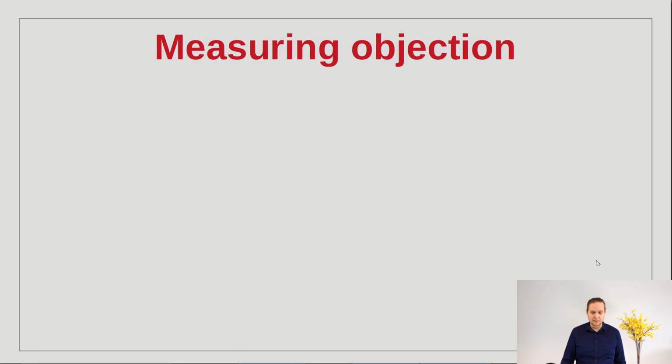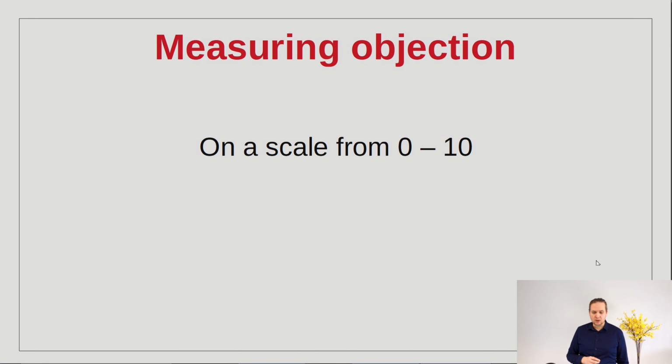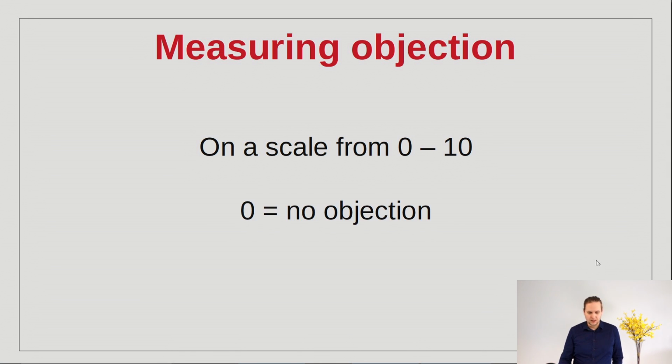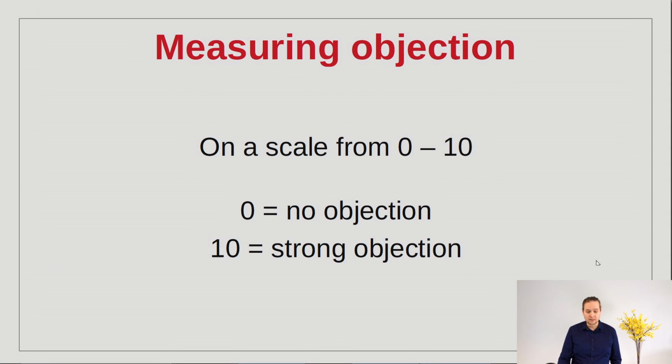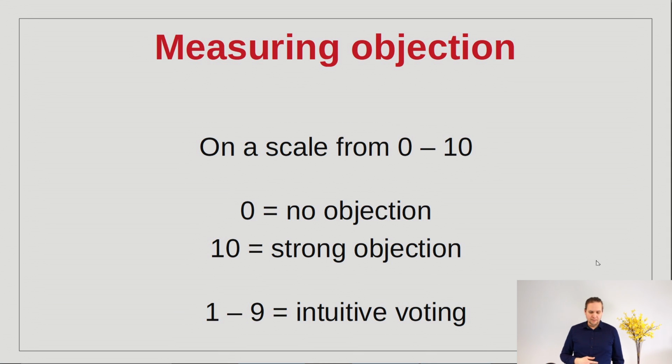No, we're using objection points. What does that mean? Measuring the objection happens on a scale from 0 to 10, for example. A 0 means I have no objection, I'm totally fine with this proposal. On the other hand, 10 means stop, I do not want this. So 0 means no objection, 10 means I have a strong objection against this proposal. And from 1 to 9, what happens there is intuitive voting. You listen to your heart, to your belly, whatever, and you express it in a number. And my experience is that this is quite easy for all different people to express their concerns in a number.